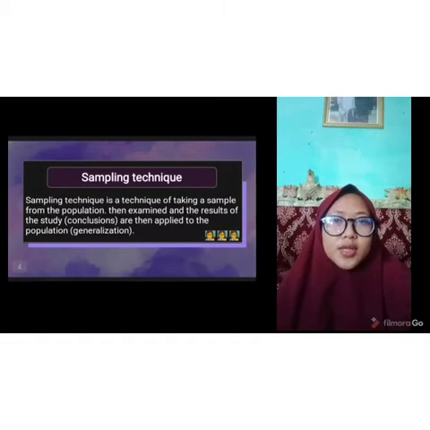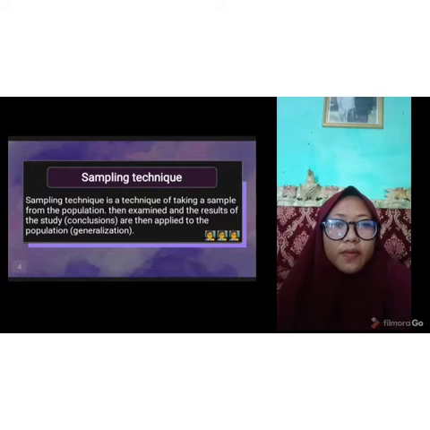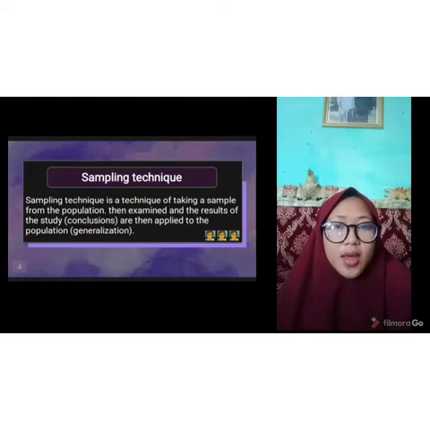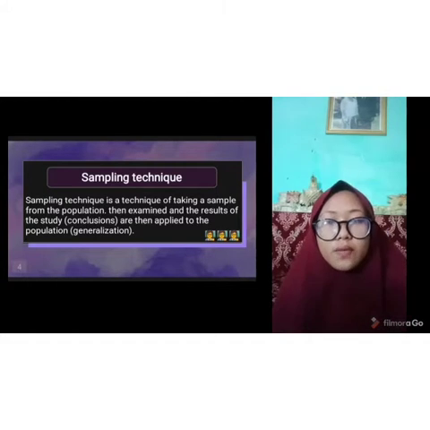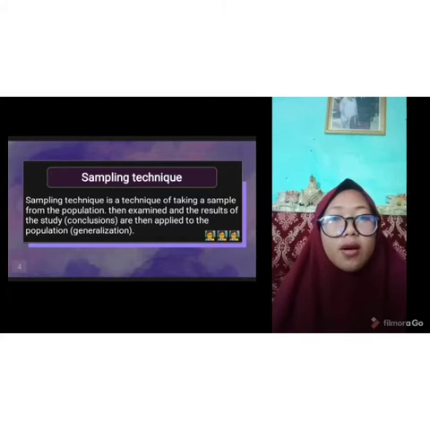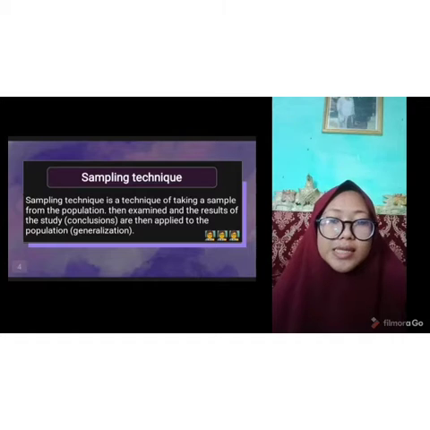Okay, for slide 3, sampling technique is sampling from the population. The sample, which is a part of the population, is then examined, and the result of the study and conclusion are then applied to the population, or generalization. The benefits of sampling are: 1. Save research costs, 2. Save time for research, 3. Can produce more accurate data, and 4. Expanding the scope of research.